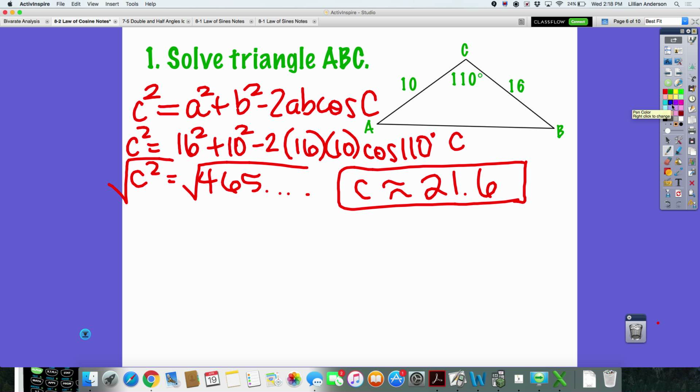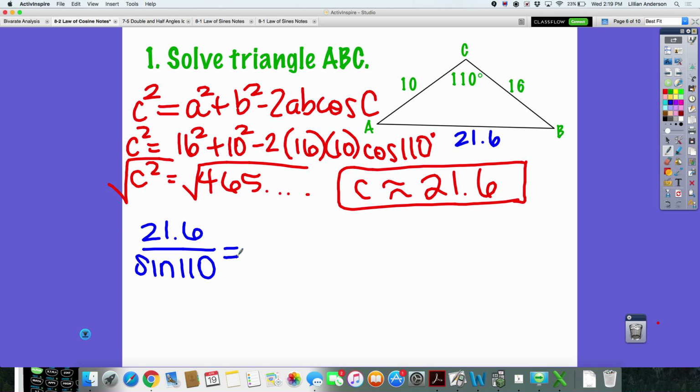Now that I know c is 21.6 and some change, I can do what? Use law of sines. I can definitely use law of sines. Yes, you can mix and match them. However, when you first start a problem off, you're going to have to use one or the other. But once you find another piece of information, you can mix and match them. Let's use the law of sines. So that's going to be that 21.6 number over sine 110.